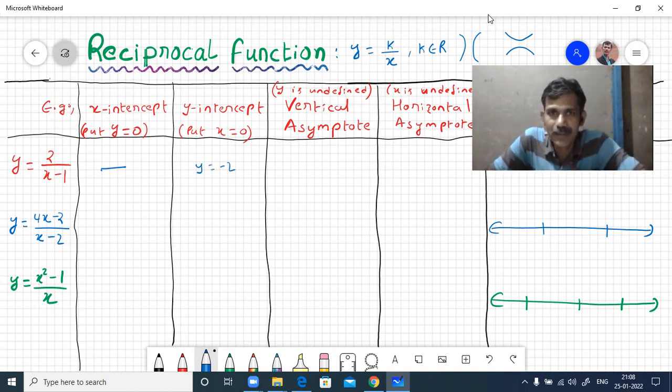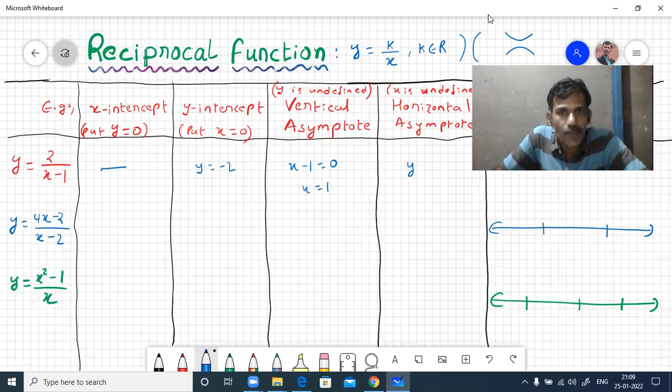Vertical asymptote. See, an asymptote is a line which the function approaches but does not reach or intersect. Such a line is called an asymptote. When y is not defined, a vertical asymptote is formed. y is not defined when x minus 1 is 0. That means x equal to 1 is the vertical asymptote. And the horizontal asymptote: here the degree of the denominator is more, so the horizontal asymptote will be y equal to 0, that means the x-axis itself.